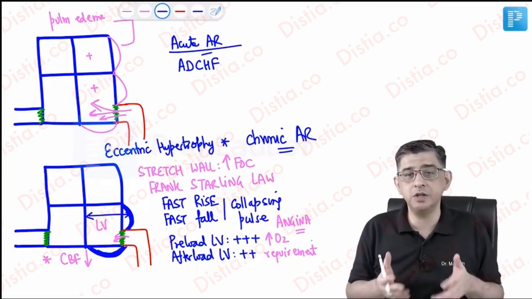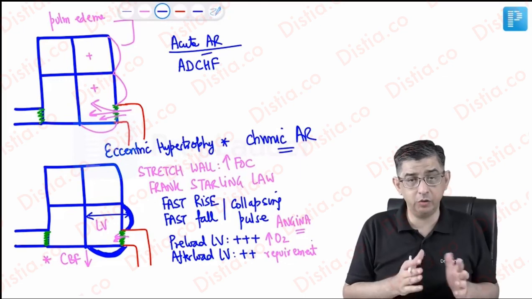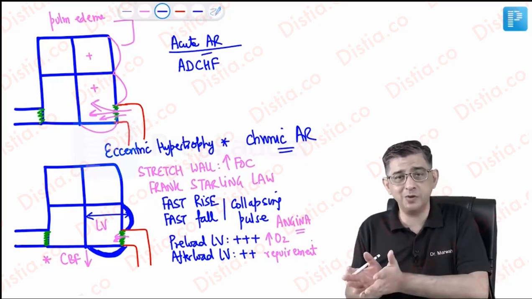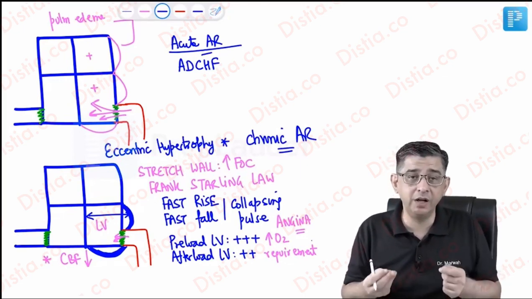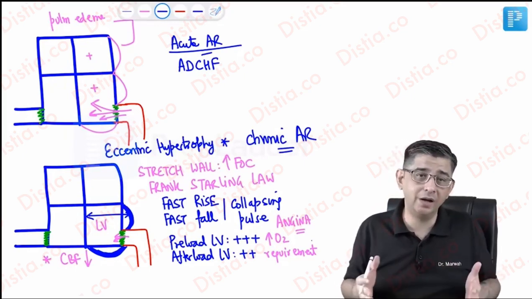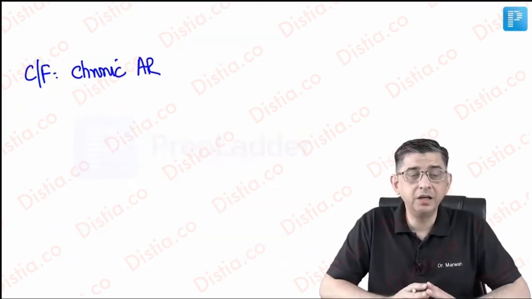Otherwise, an enlarged heart can obviously be seen in hypertrophic obstructive cardiomyopathy also, but there the fundamental disease process is different. Here we are talking about valvular disease per se, which contributes to an enlarged heart. Let's now look at clinical features that you encounter in a patient of aortic regurgitation.